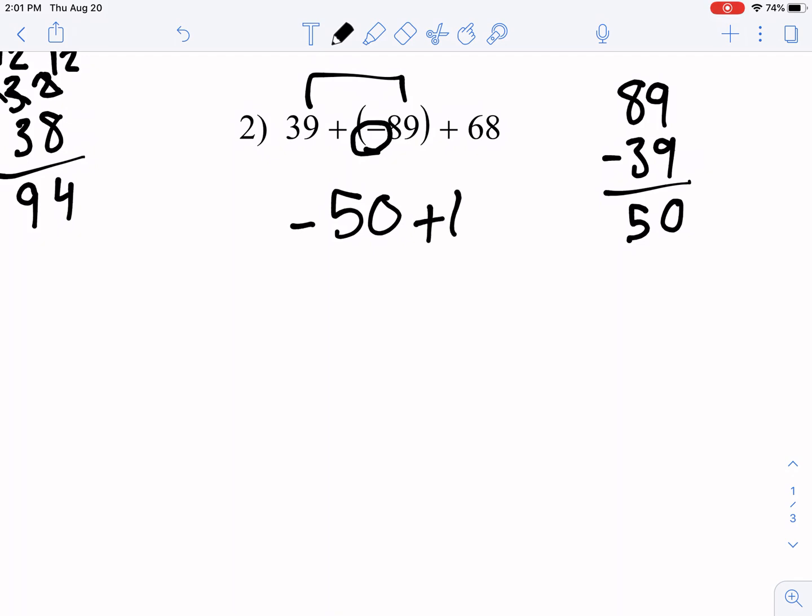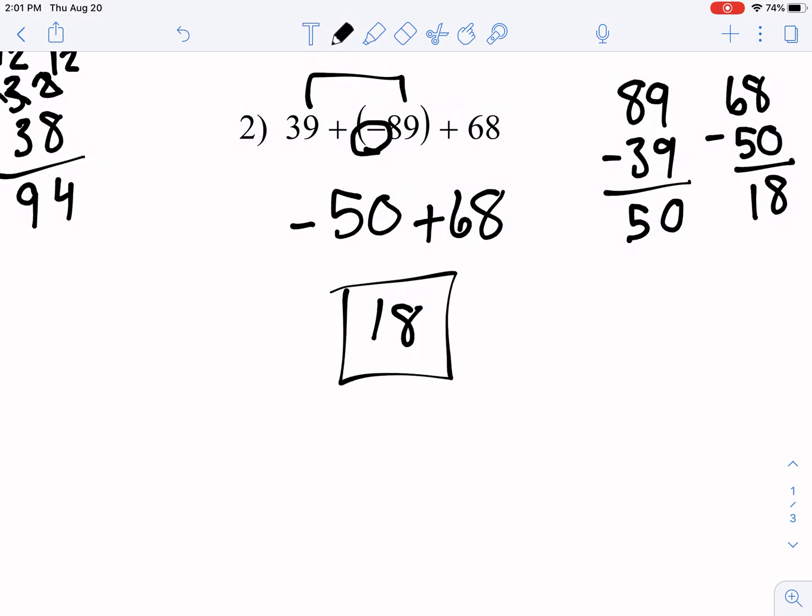But then we still have to add a positive 68. Okay, so now I have a negative plus a positive, different signs, subtract and keep the sign of the larger. So subtracting 8 minus 0, we get 8. 6 minus 5, we get 1. And so the value is 18. Keeping the sign of the larger, 68 is bigger and it's positive, so my final answer is a positive 18.